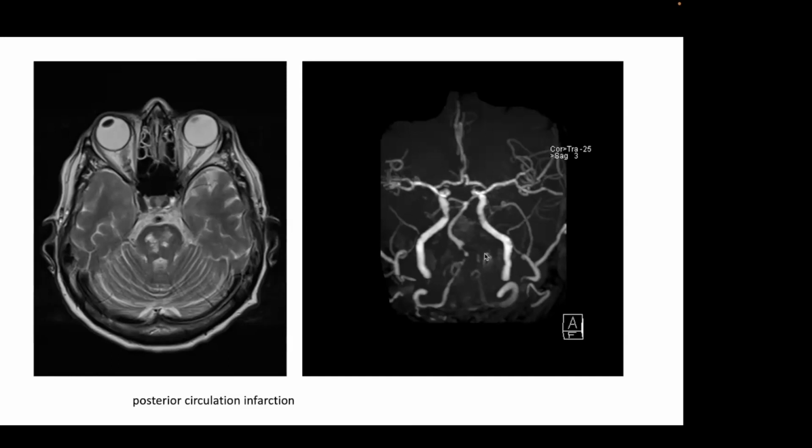This patient actually has a lot of disease in the V4 segments and the proximal basilar artery. So these are probably a combination of acute and chronic ischemia. But again, you can occasionally see cases like this. So it's not 100%, but it's pretty reliable that most pontine infarcts are unilateral.